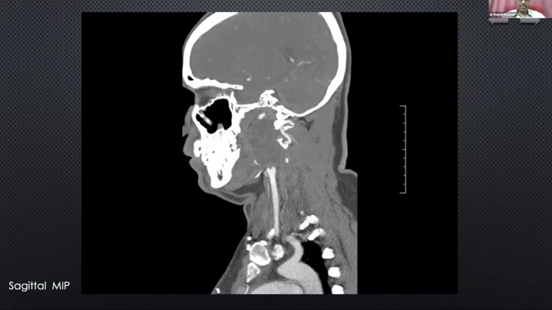Second is the enhancement pattern. Usually a carotid body tumor will enhance brilliantly, but here it is not there. So that possibility is less likely, and the possibility of vascular origin is also less likely because we are not seeing a significant enhancement.